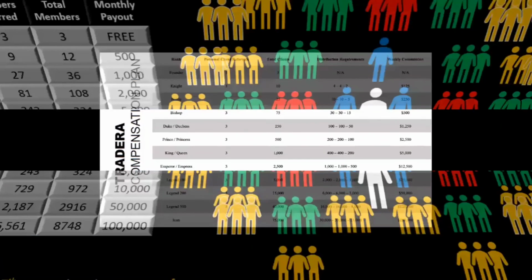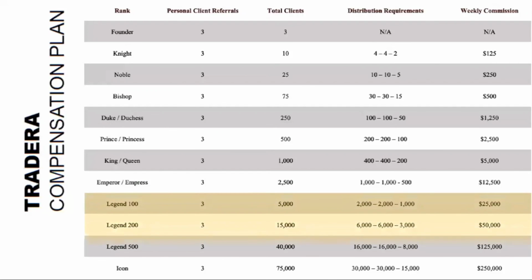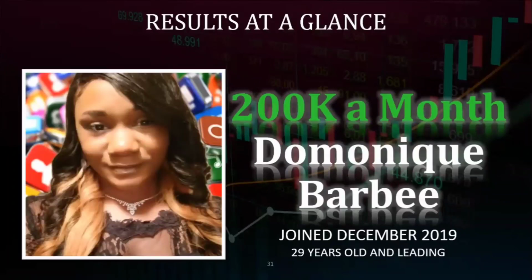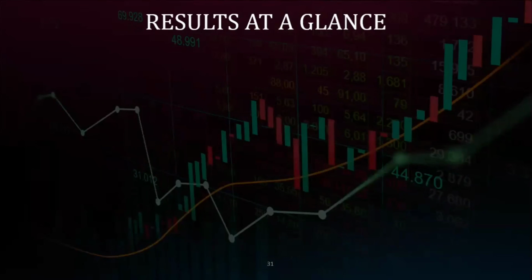All you need is to get 3 people. They get 3. And you start impacting people's lives. All right. This actually goes all the way up. Here's the deal. They have just changed the compensation plan where it goes all the way up to like $1 million a month, because it's just so lucrative. The Forex exchange market is lucrative, right? Dominique Barbie is one of our leaders. She makes $200,000 a month just off referring people, okay? She's 29 years old. She's retired, all right?